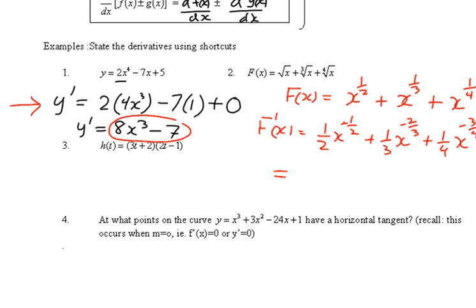How could we write this in radical form? This one would be 1 over 2 radical x, square root of x. This one would be 1 over 3, and now the 2/3 power, you could write that in two different ways. One way is the cube root of x squared like that, with the square inside the radical. You can also put it outside the radical and use a bracket. And it's the same thing with our last one.